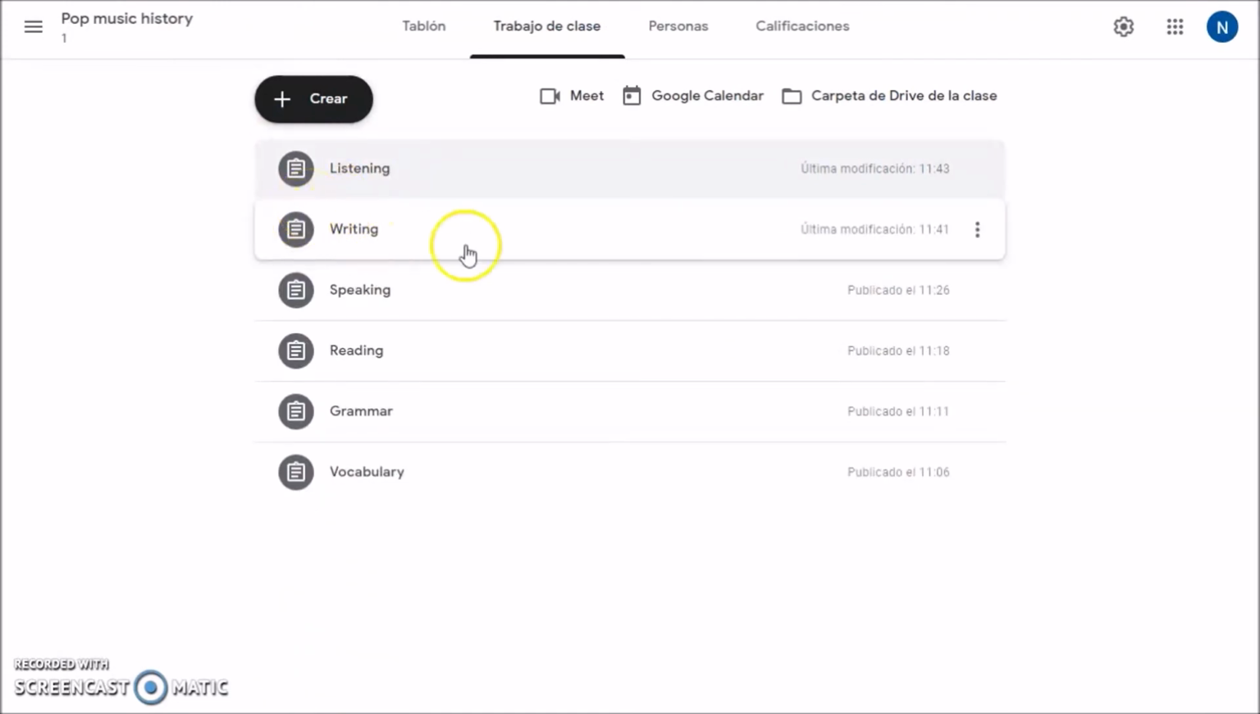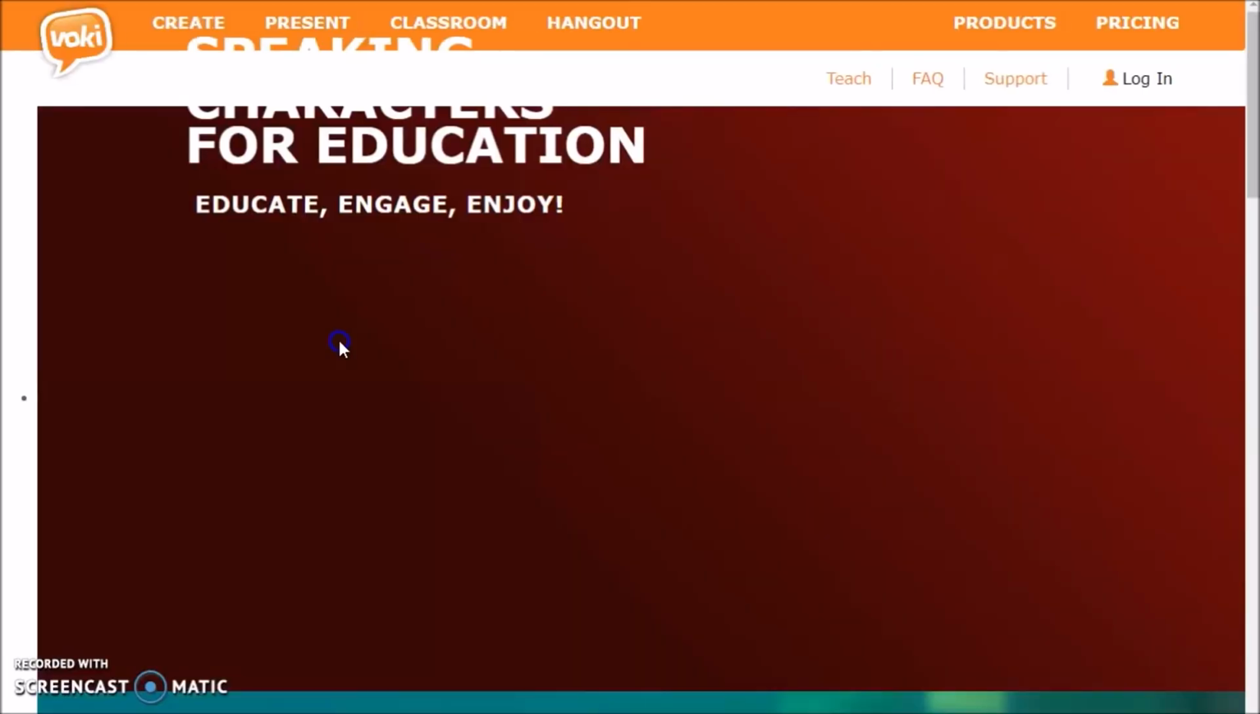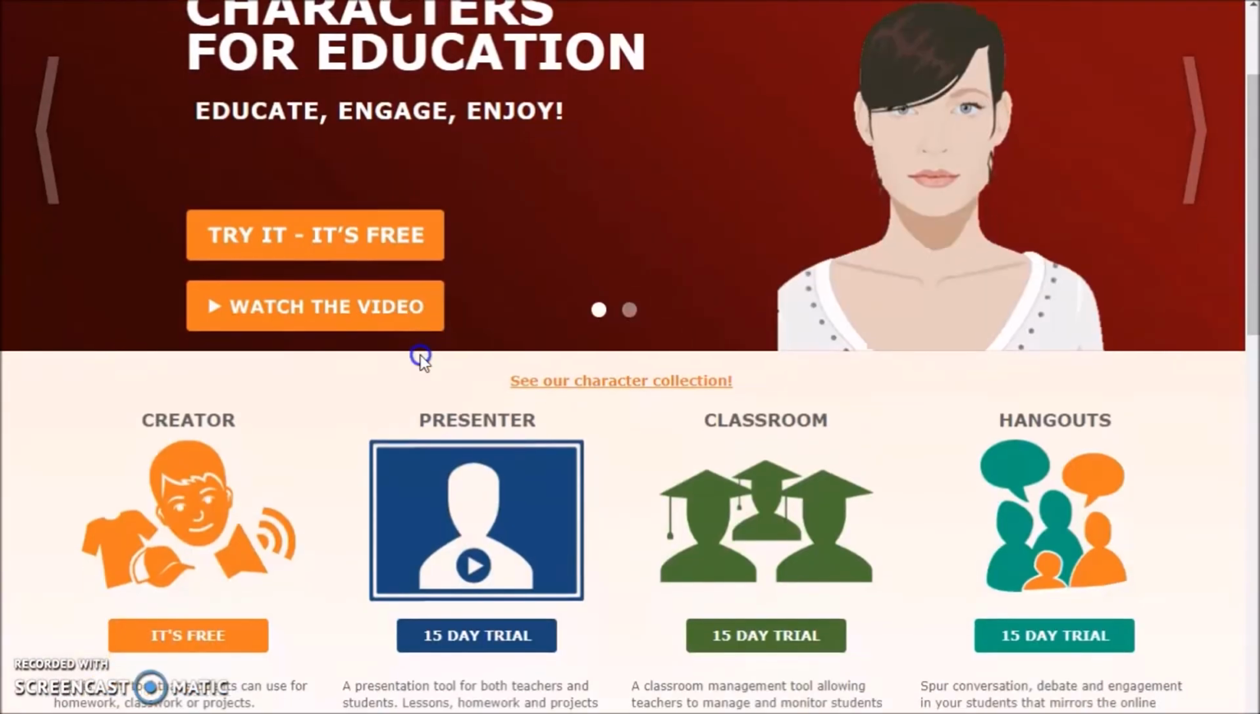Okay. Now the last part is speaking. In the speaking activity, for the first part, students have to access the web tool called Boki. That is this one. This is Boki.